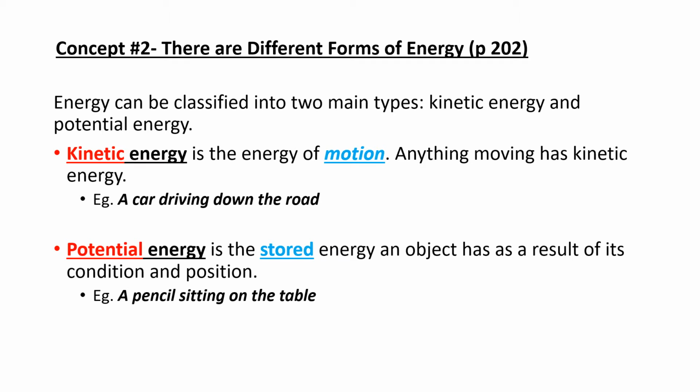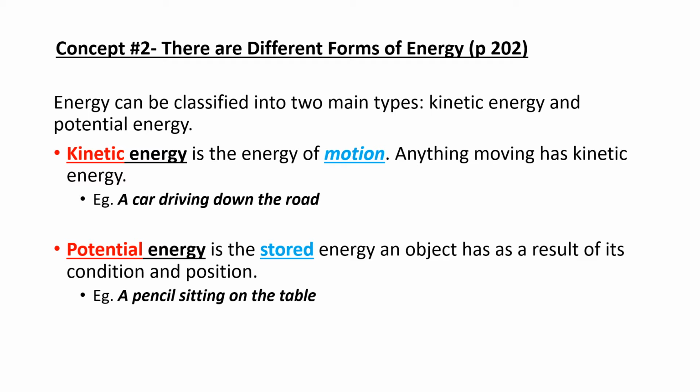So the second idea with energy that we're going to look at is the fact that there are different forms of energy. There are two main types of energy. All energy can be classified as either kinetic energy or potential energy, and then we can sort it further within those two categories. Kinetic energy is the energy of motion. Anything moving has kinetic energy, like a car driving down the road or a baseball being pitched.